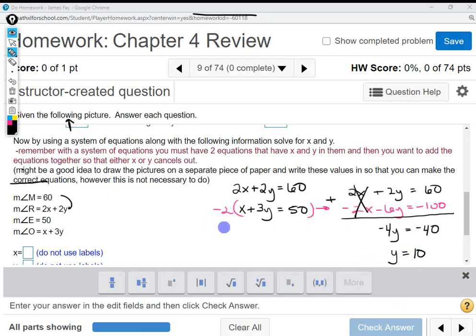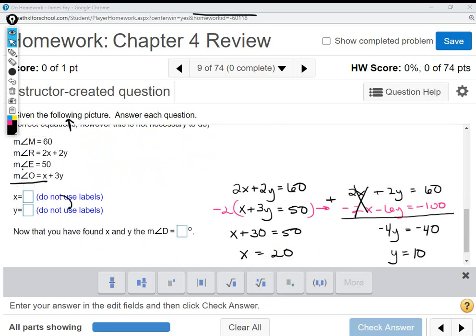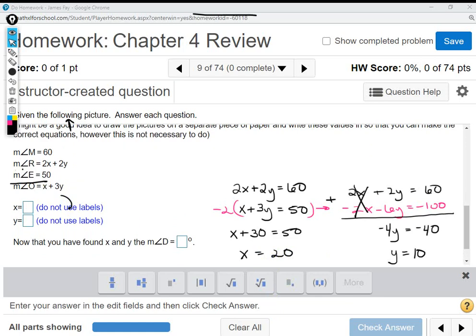Okay. I'm going to come back into one of my original equations, because I know what y is. I'm going to go back into this bottom one, x plus 3y. So y was 10, so 3y would be 30. Does that end up giving me x to be 20? And that's, I think, the fastest way of doing that. Once you find that, then you go find the measure of angle D.